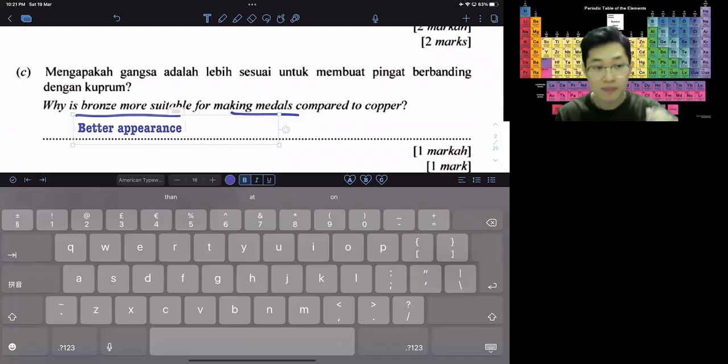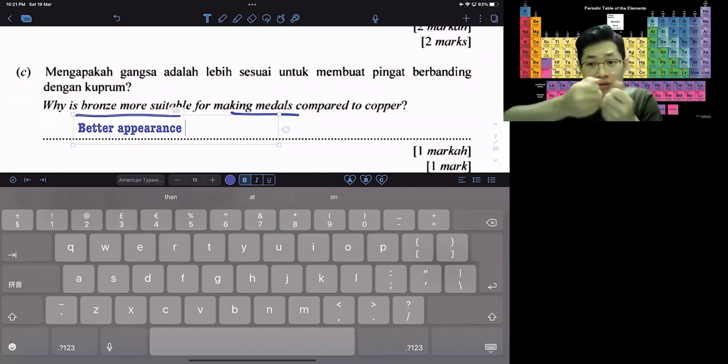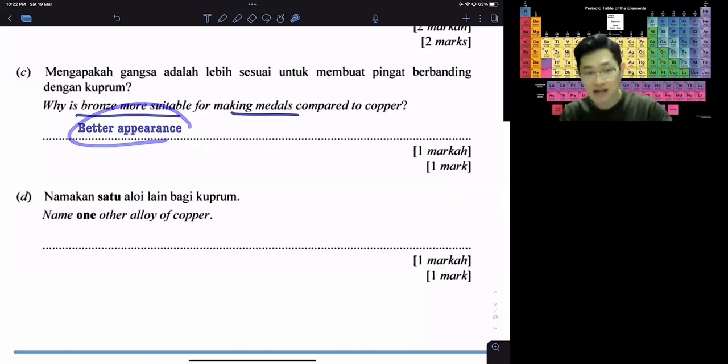Of course, if you write a shiny surface, also can. If you want to say does not corrode easily, also can. Harder also can. Why? Because if you make it into medals, imagine if the thing is very soft, not like soft like rocky, but if you apply a force, then the metal immediately bends. Then that means it's very cheap quality. So you have to use an alloy: hard, better appearance, all this.